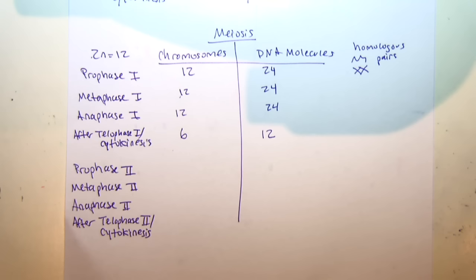Okay, so at prophase 2, how many chromosomes will we have? 6. And remember, this is per cell. So we have 6 chromosomes and how many DNA molecules? 12. Good. So pretty much we're just picking up where we left off at the end of meiosis 1. What about at metaphase 2? How many chromosomes do we have? It'd be exactly the same.